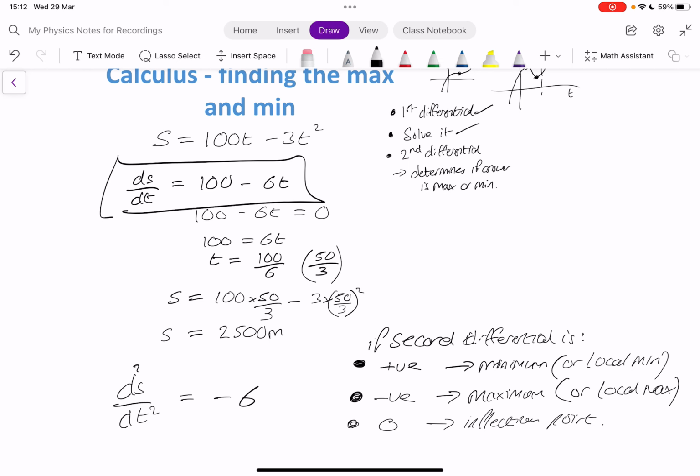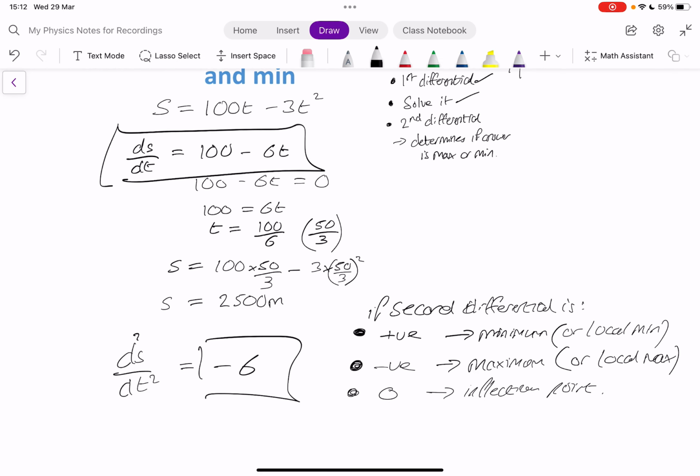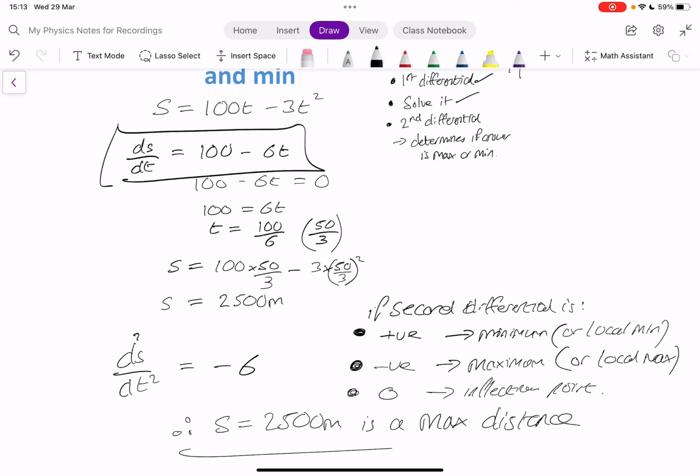Now, the only complication you might find here is that this could be a function of time. So if that's the case, what you've got to do is put your time into it and see whether it comes out positive, negative, or 0. Obviously, this is minus 6 no matter what the value of time is, so that's not going to make any difference. For me, this is a negative, so therefore S equals 2,500 meters is a max distance. That's my check done. You can do that for anything you have the equation for. It doesn't matter what it is, you can find a maximum points.